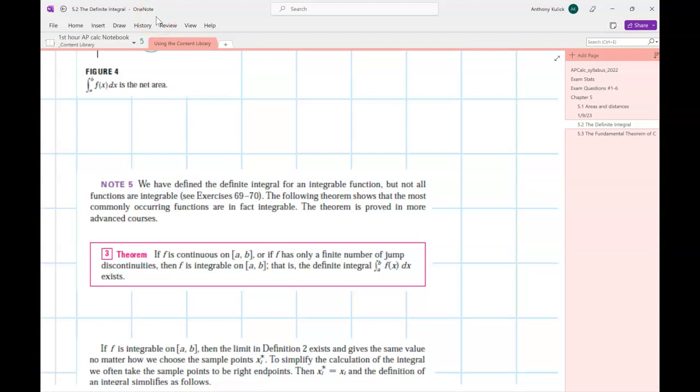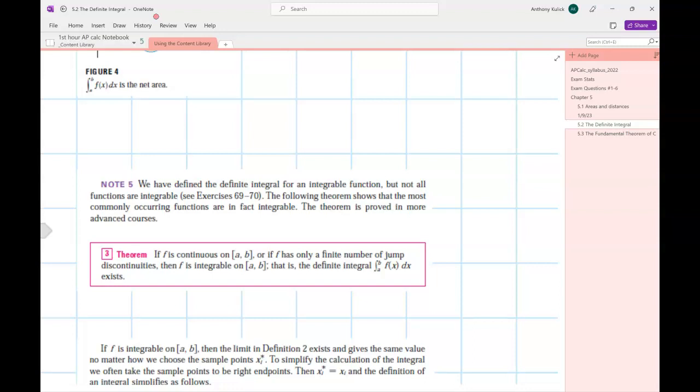So in all of these examples we've looked at so far, these have all been integrable functions, functions where you can calculate the integral of them. That does not necessarily have to be the case. There are functions that are not integrable, and it refers to some examples from the homework in which that's the case. And we have the following theorem, which shows that most commonly occurring functions are in fact integrable. This is a theorem that you'd prove in a more advanced course than your introductory calculus course.